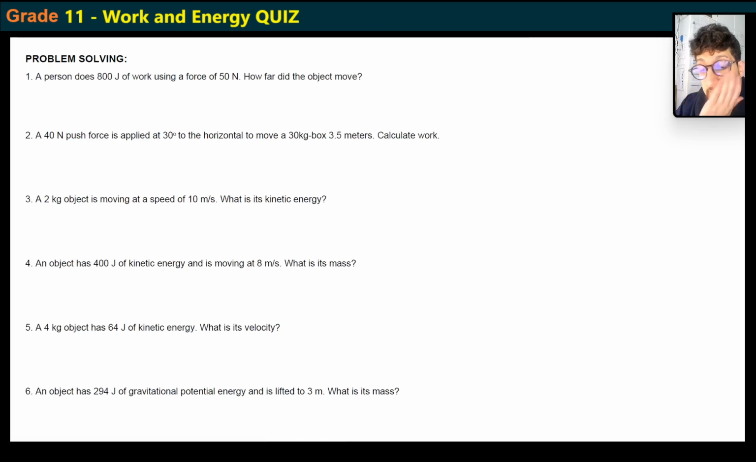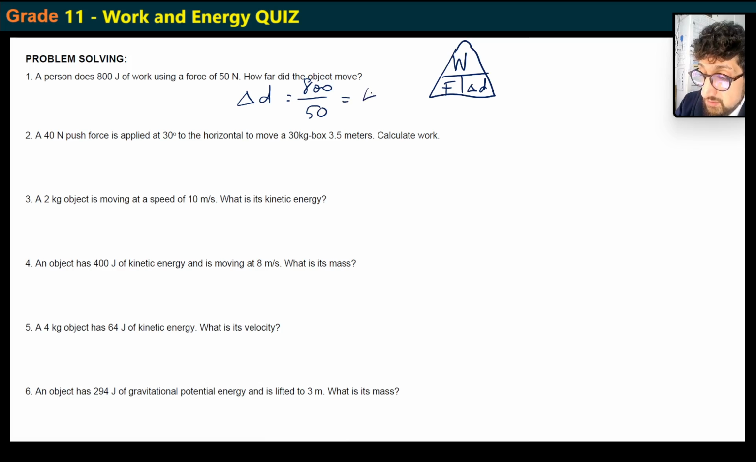Okay, next. A person does 800 joules of work using a force of 50 newtons. How far did the object move? Work is equal to force. Well, actually, I'm going to do the triangle this time so you understand it better. So if you have an equal sign, the thing that is equal goes on top. Work is equal to force times displacement. So that's going to equal, we've got 800 joules, which is work, and we've got force, which is 50. So displacement, or how far it's gone, is going to be 800 divided by 50, which is going to be 40 meters. Okay. Next, I have, oops. Oh, sorry, not 40, 16. Oops. What am I thinking?